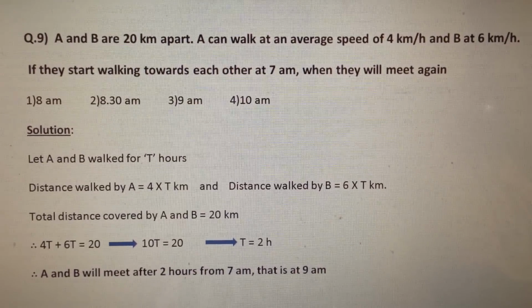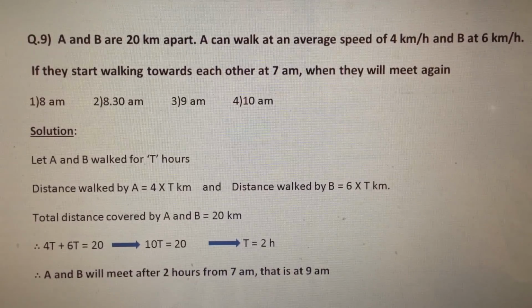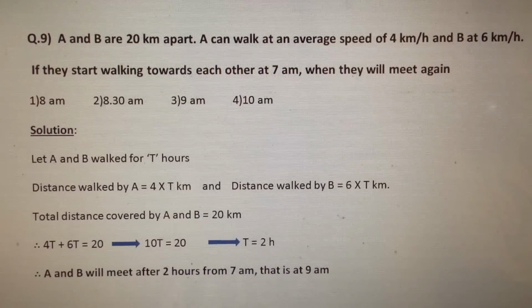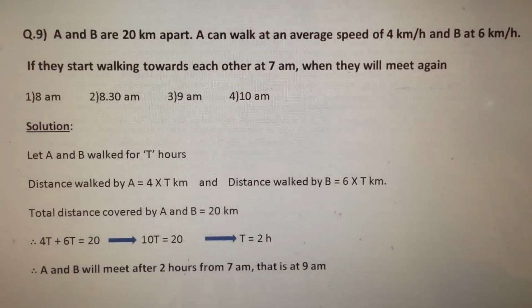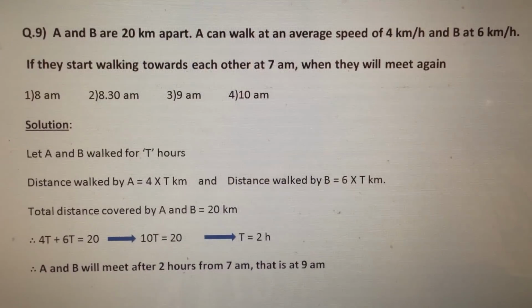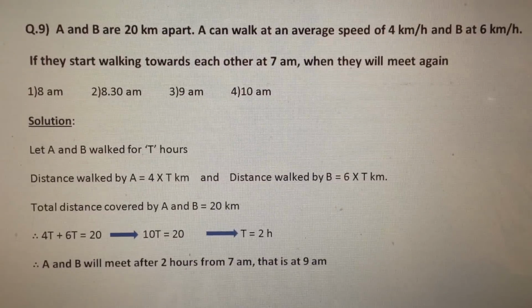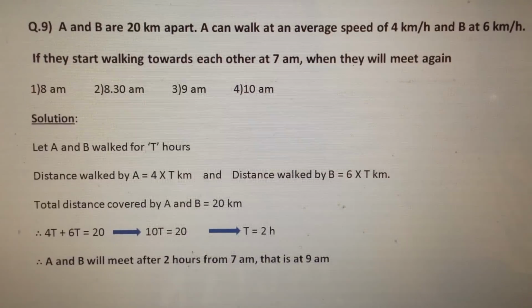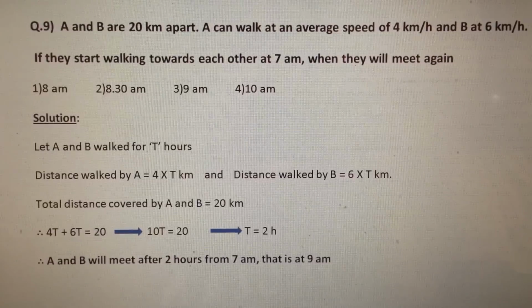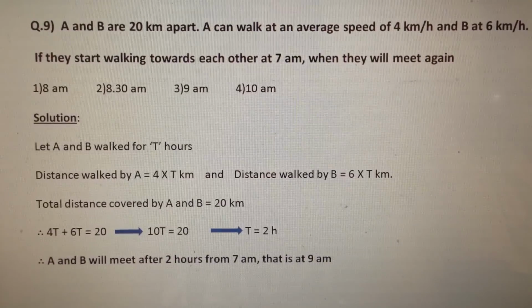Next question. A and B are 20 kilometers apart. A can walk at an average speed of 4 kilometers per hour and B at 6 kilometers per hour. If they start walking towards each other at 7 am, when will they meet again? Now let us assume that A and B walk for t hours.